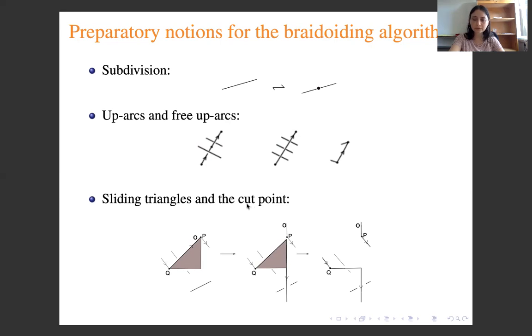And also I should add that cut points can be chosen anywhere for the algorithm, but we will be choosing them as the uppermost point of the up arcs with respect to our chosen subdivision.